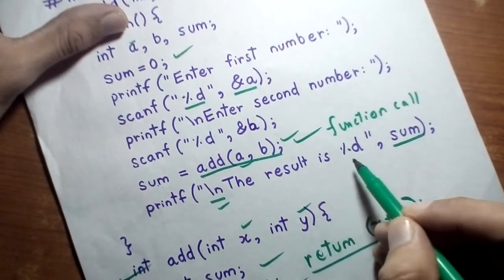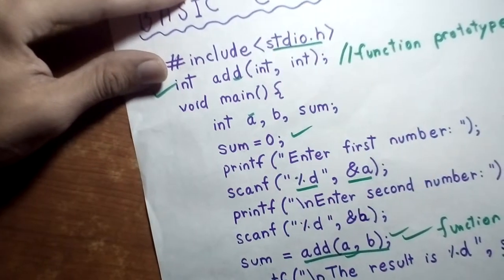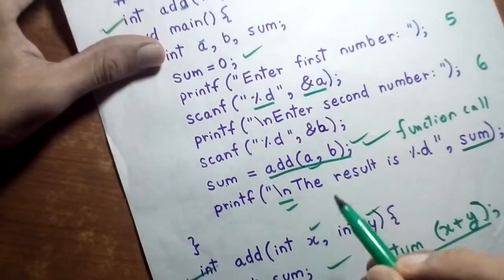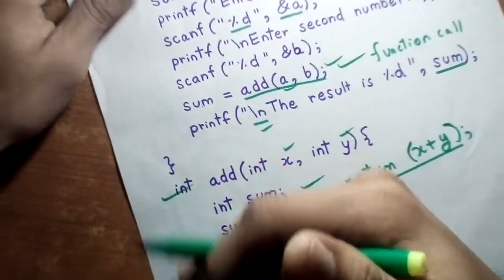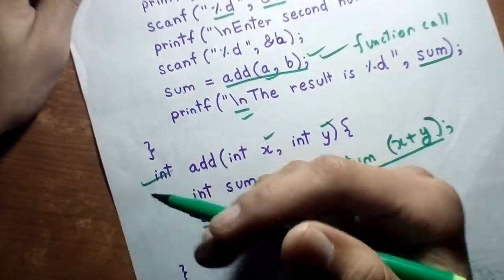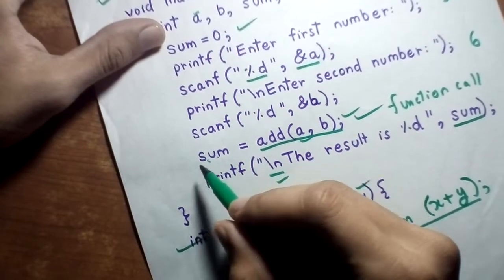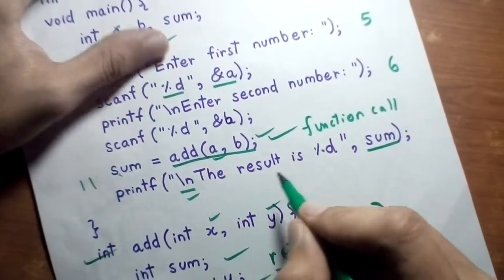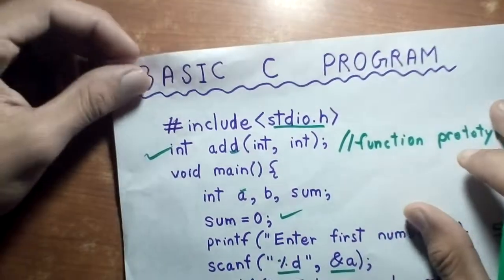The result is %d. So suppose the user enters first number 5 and second number 6. Then this function will execute, it will add them, it will do all the operations and calculations, and after that it will return in this sum variable. Now this sum will store the value 11, and this 11 will be printed here. The result is 11. So this was it, the basic C program to add two numbers.